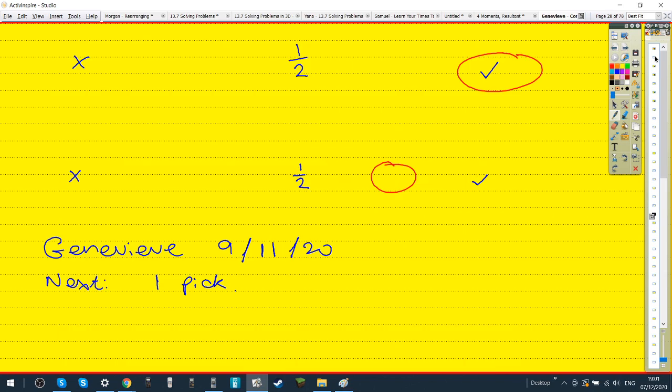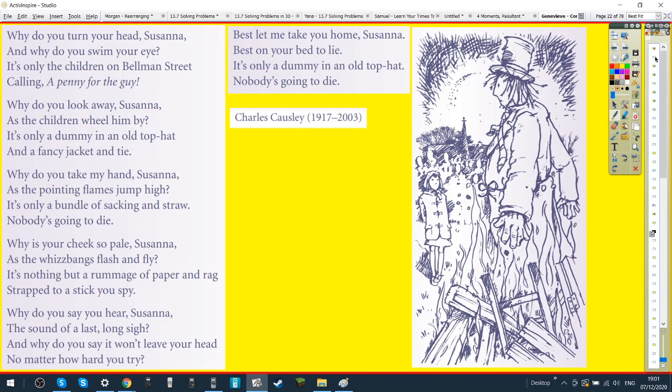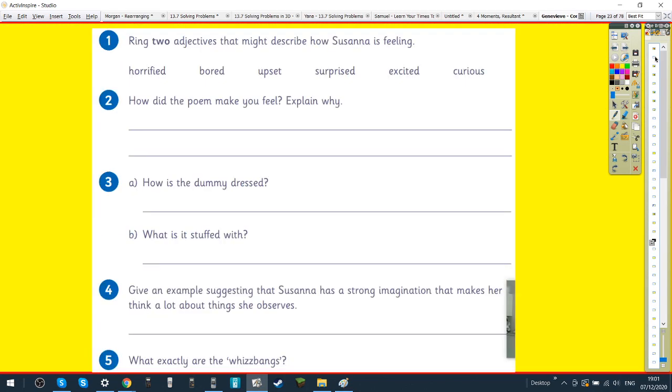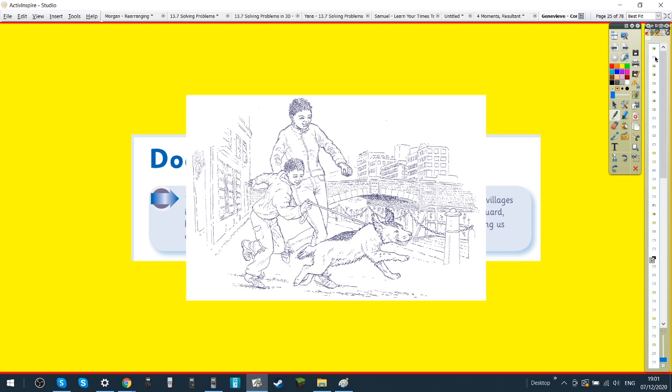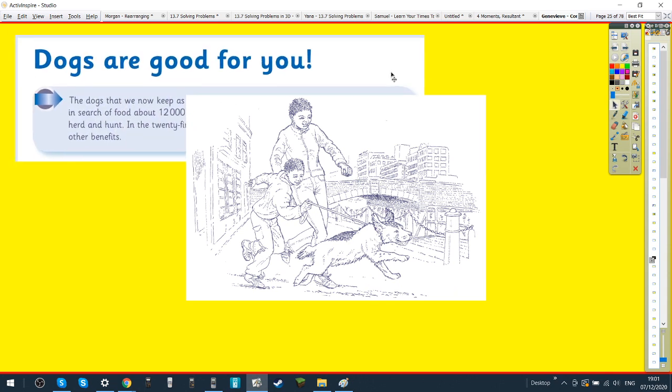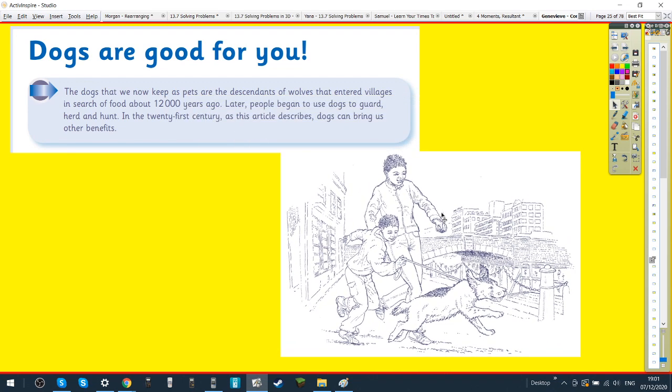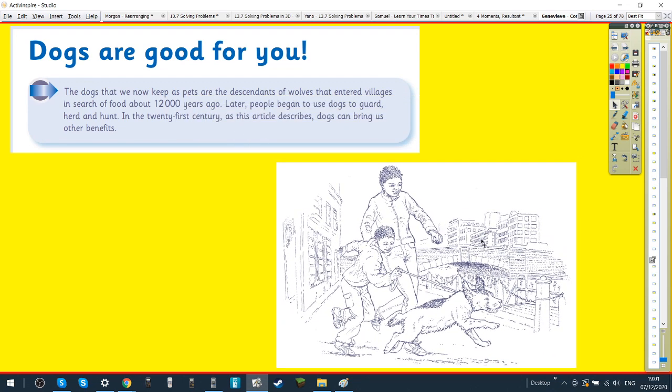Let's see. Did we do this one? Yes, I thought so. Did we do this one about how to talk about a dog? No. Okay. Let's try this. What does this say?